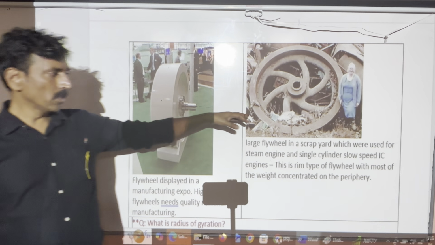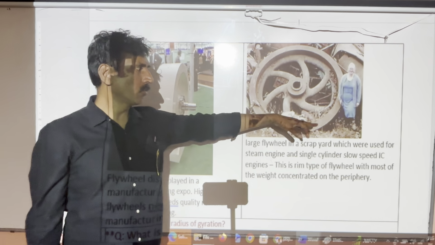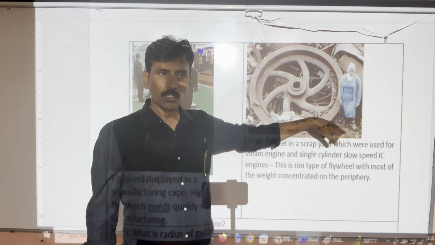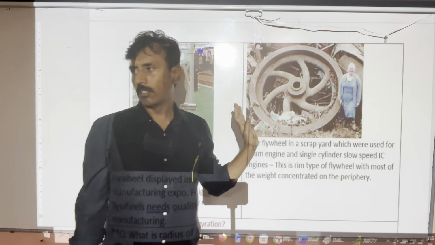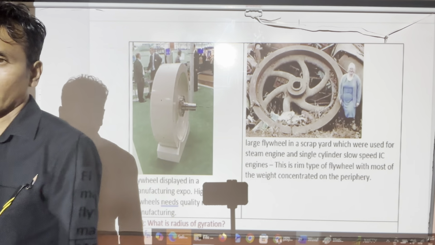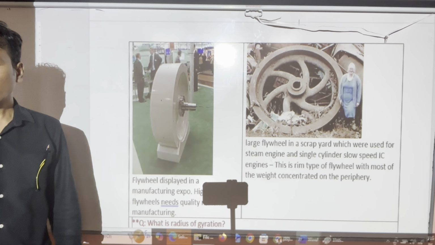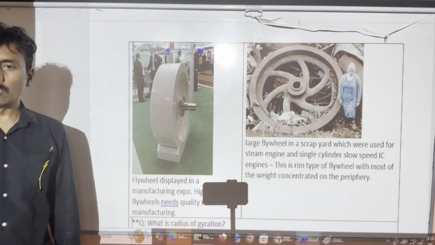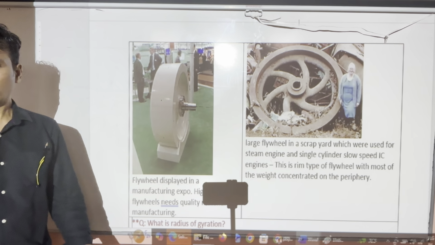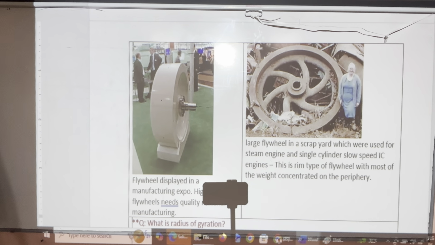And what you're seeing is this large flywheel. You can see the size of the flywheel looking at this man. This flywheel has gone into a scrap yard because this type of flywheel was used in the early 19th century for steam engines and single cylinder engines. Now they are no more used, so those flywheels have gone to waste.